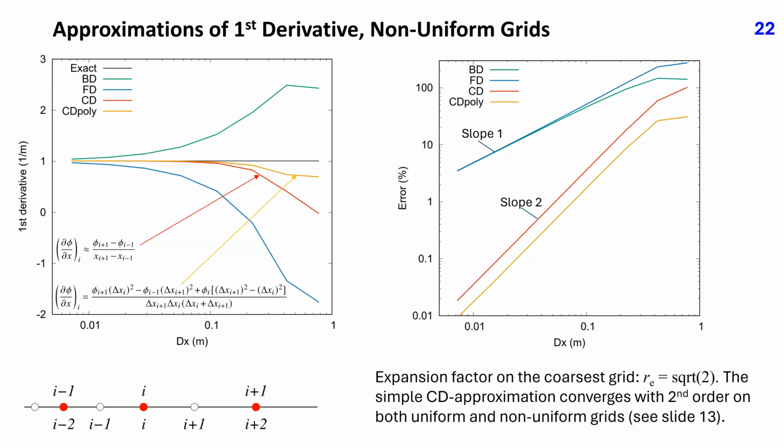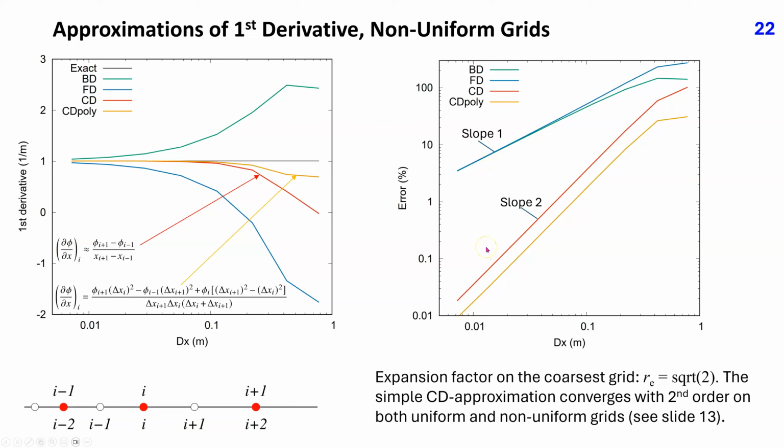Forward and backward differences behave as on uniform grids. Both the simple and the more sophisticated central difference approximations converge fast, the approximation derived from polynomial fitting being closer to the exact value. The plot on the right shows the variation of the error with grid spacing on a log-log scale. The forward and backward differences are obviously first-order approximations, while both central difference approximations converge with second-order.